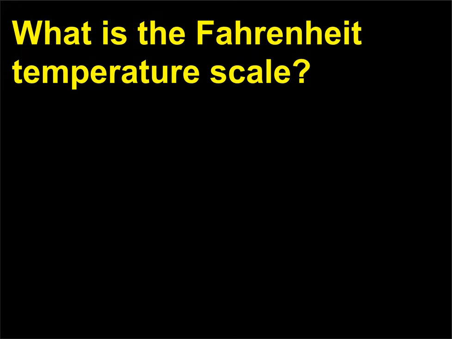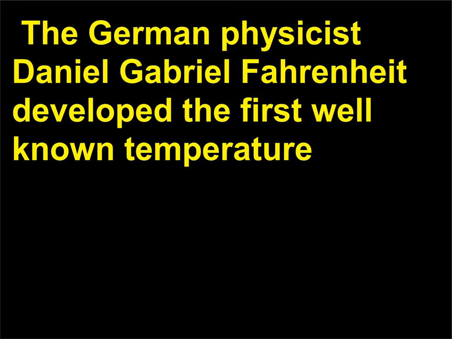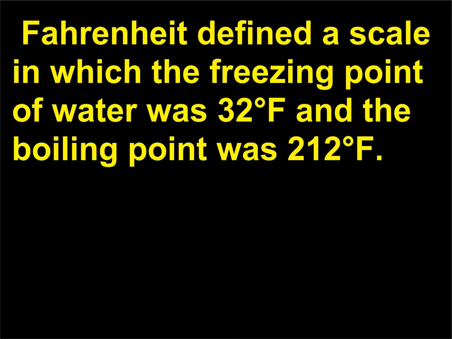What is the Fahrenheit temperature scale? Temperature scales are artificial in the sense that they are related to temperatures important to humans. The German physicist Daniel Gabriel Fahrenheit developed the first well-known temperature scale in 1714, equipped with the first mercury thermometer. Fahrenheit defined a scale in which the freezing point of water was 32 degrees Fahrenheit and the boiling point was 212 degrees Fahrenheit.